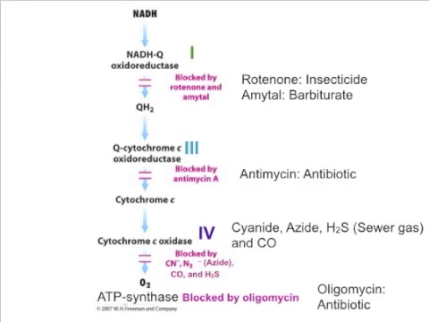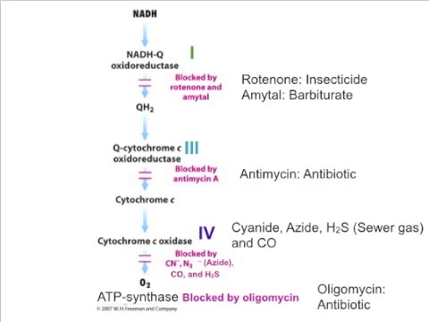Rotenone is an insecticide and amytal is a barbiturate. Both of these can block complex 1. Complex 3 can be blocked by antimycin, which is an antibiotic. And again, complex 4 is blocked by cyanide, azide, hydrogen sulfide, sewer gas, and carbon monoxide. ATP synthase is blocked by oligomycin, which is an antibiotic. And so there are a lot of poisons that poison the electron transport chain and ATP synthesis. Pretty nasty stuff.